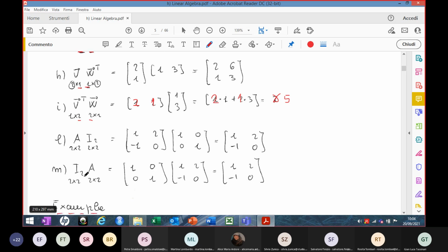Now do I2 times A. I2 is this one, and A is this one. Obviously, the product is feasible again, you see, because 2, 2, 2, 2. Do the product. If you do this row times this column, you get 1. This row times this column, you get 2. Then this row times this column, you get minus 1. This row times this column, you get 0. So you see, this is equal to this one, which is equal to A.